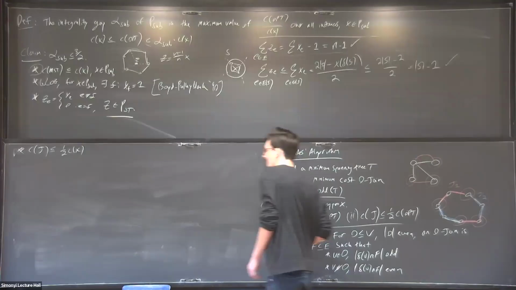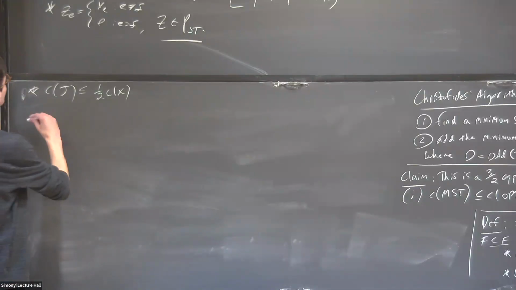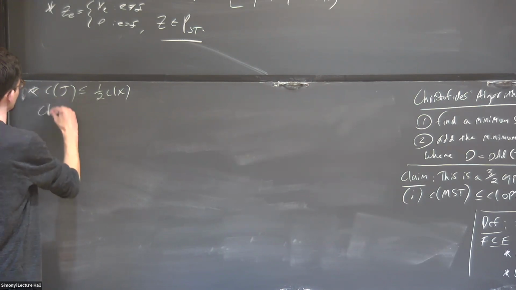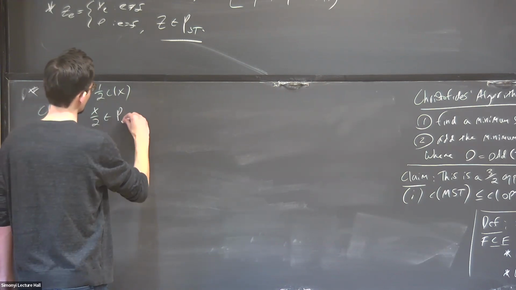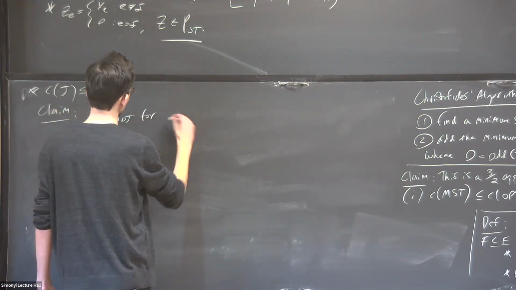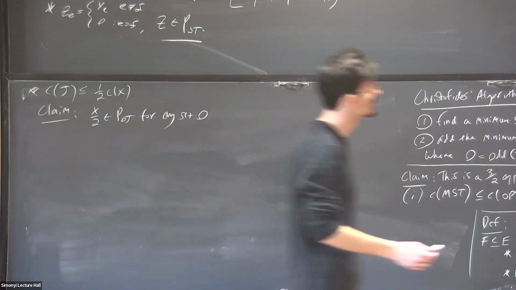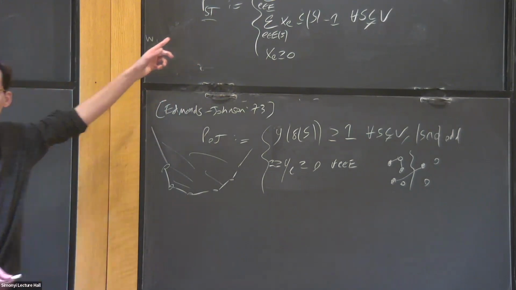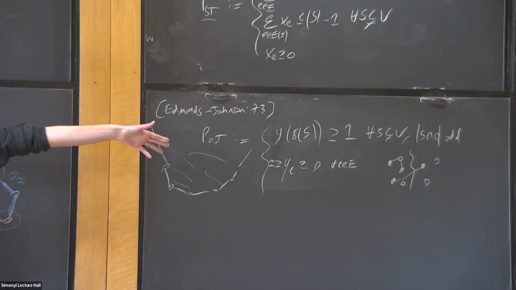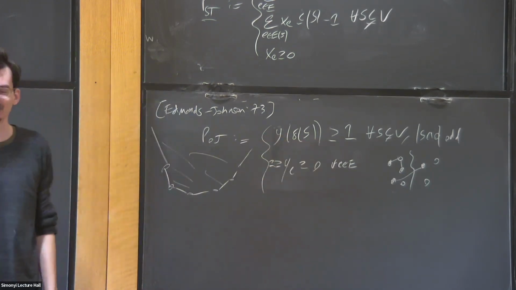Okay, and we're going to use the same proof structure. We're going to show that x over 2 is in the O-join polytope for any set O. And actually, this should be pretty immediate, right? Because look at the subtour polytope. It says every cut should have at least 2 edges going across it. This says some cut should have 1 edge going across it, right? So clearly this is going to work out.